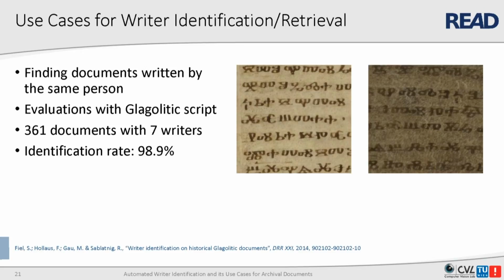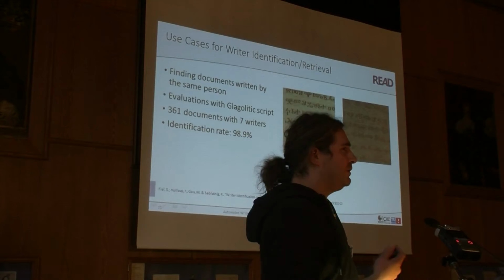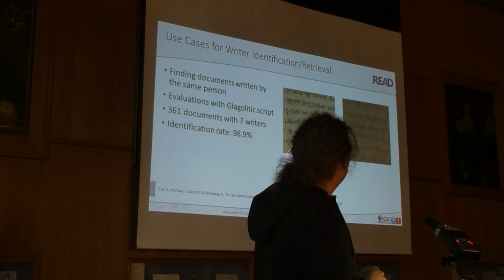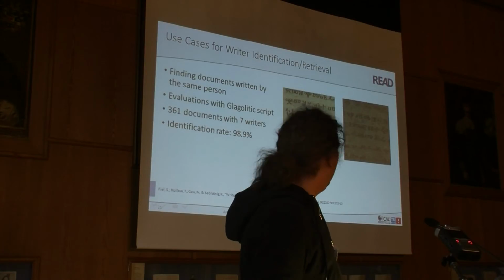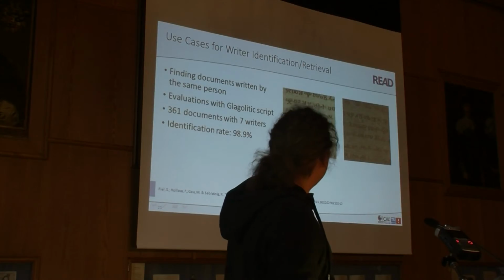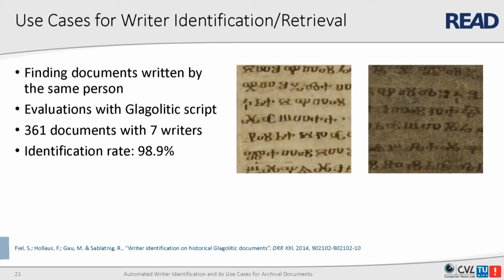And as you can see, we have a lot of background noise going on and so on, because they were stored in 2 different locations. This one is stored in Innsbruck, this one was stored in Trento. And then we also did an evaluation on 306 documents of these with Glagolitic scripts, but only 7 writers. And still we were able to achieve an identification rate of nearly 99%.